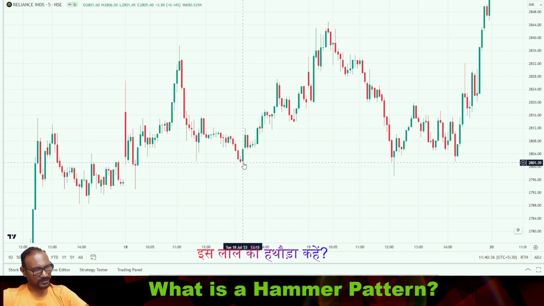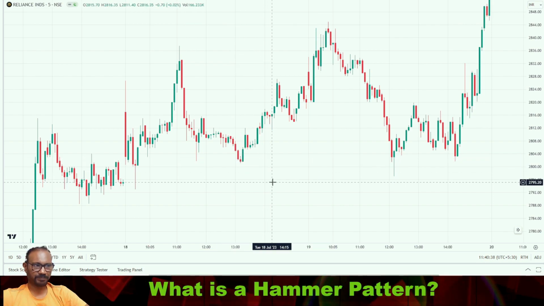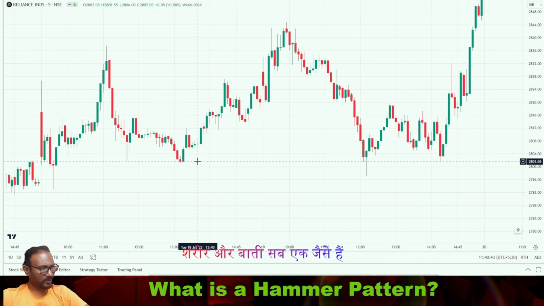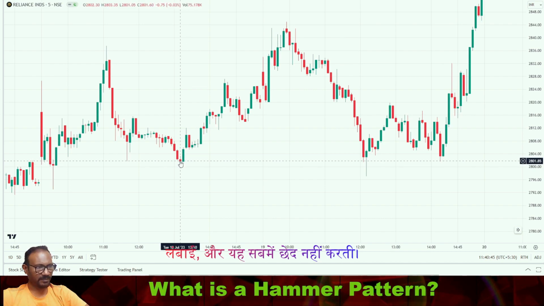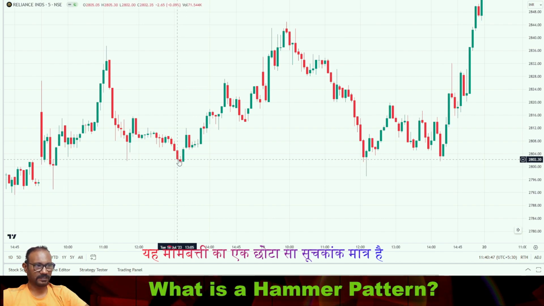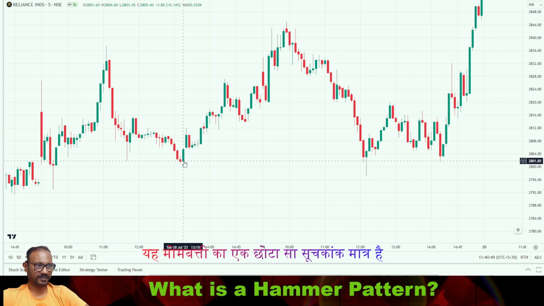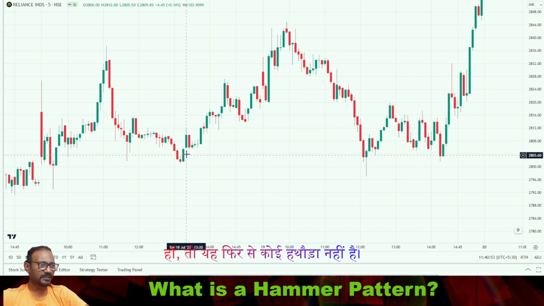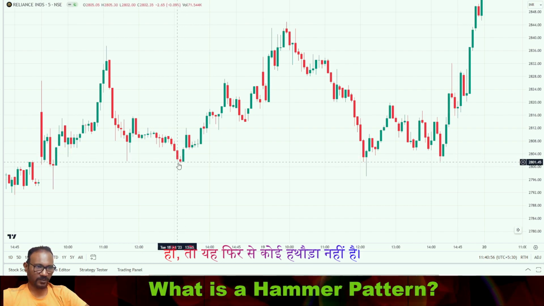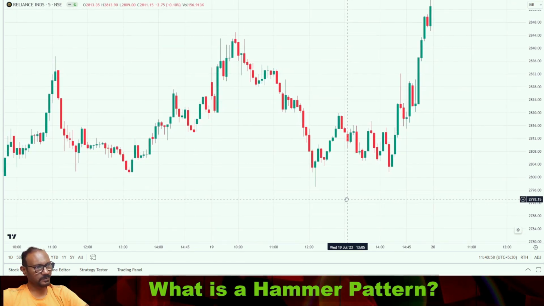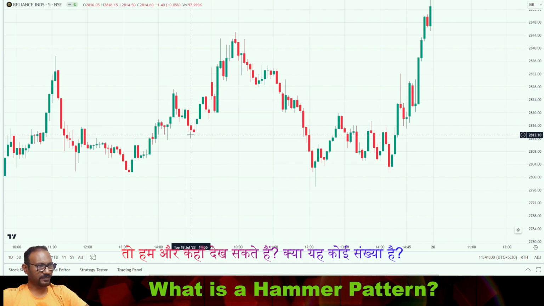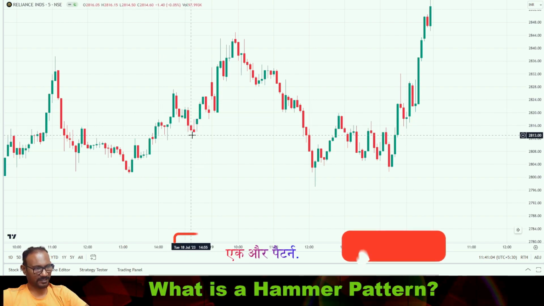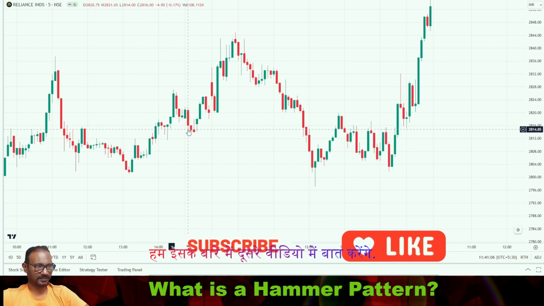What is the most genuine hammer over here? Can I call this red one a hammer? Absolutely not, because the body and the wick are all of the same length and it has not pierced through. It's just a small indecisive candle, and then there is a significant momentum candle over here. So this is again not a hammer. So where else can we see? Is this a hammer? This is again another pattern. We will talk about it in another video.